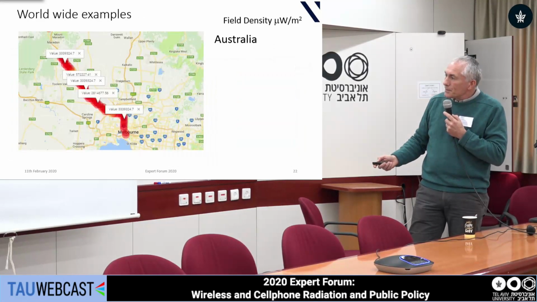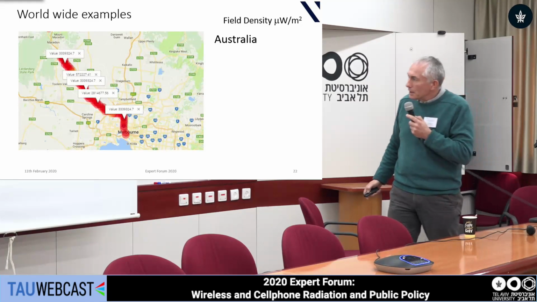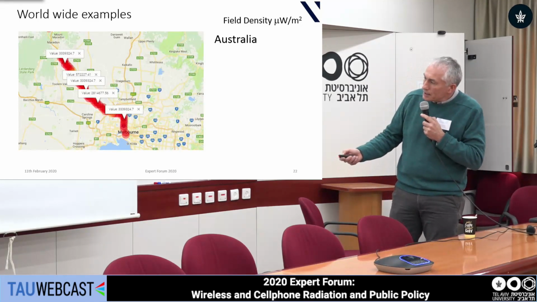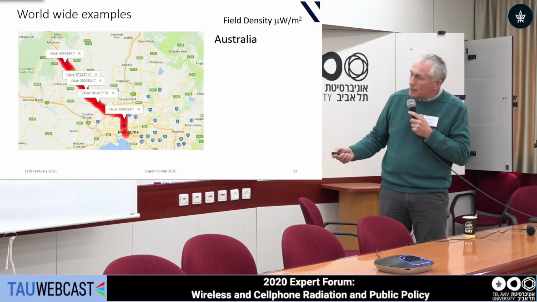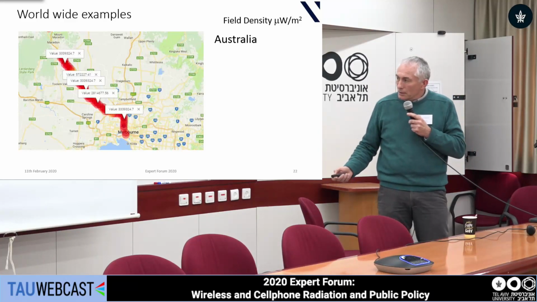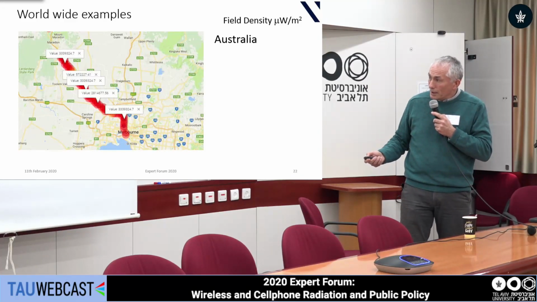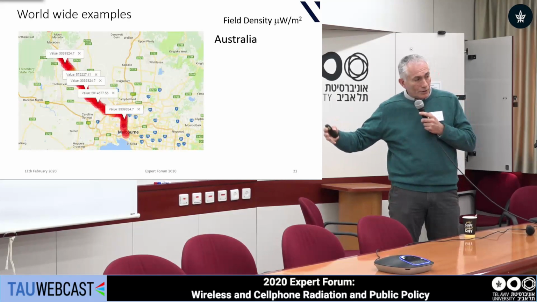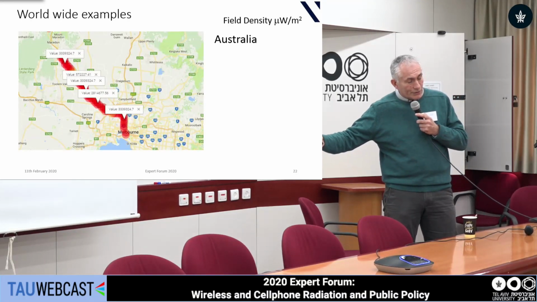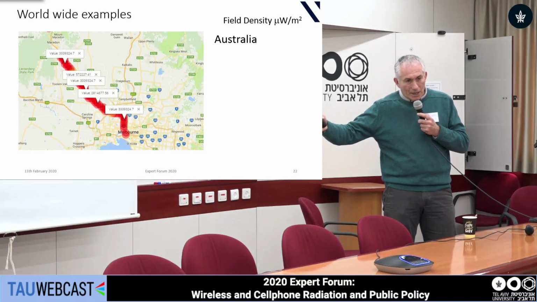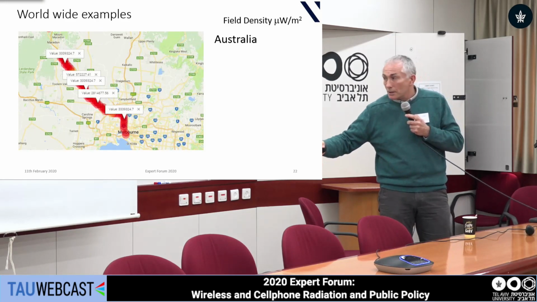Okay, so here's some examples. This is Australia. That's 3 watts per square meter. That guy is probably driving in his car, and so he's being quite exposed there. And this is being plotted all the time, also with geographical position, so you can get the real idea of what you're really experiencing.